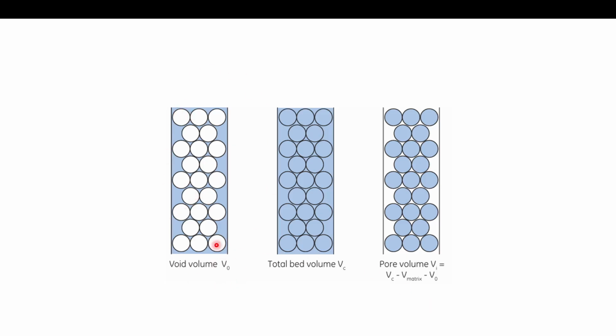If this is the complete matrix, the chromatographic resin we are talking about, and these are the pores of the resin, then whatever volume is outside these pores is called the void volume, V naught. The total bed volume will include both the volume outside the pores as well as the pore volume. Hence the pore volume will be the total bed volume, Vt, minus the matrix volume and minus the void volume.